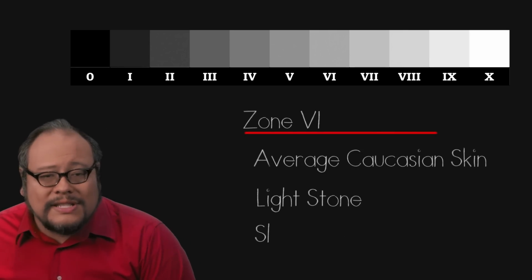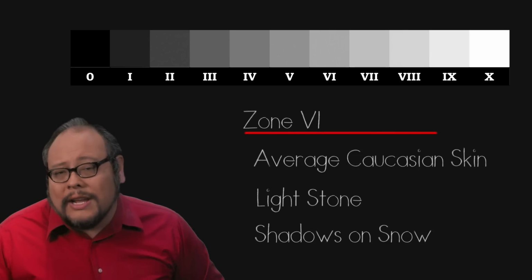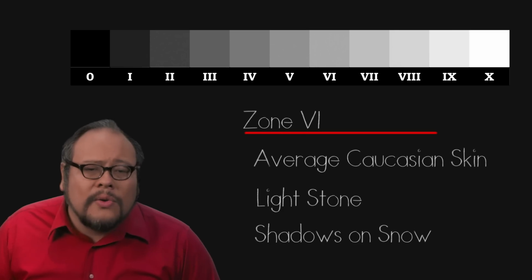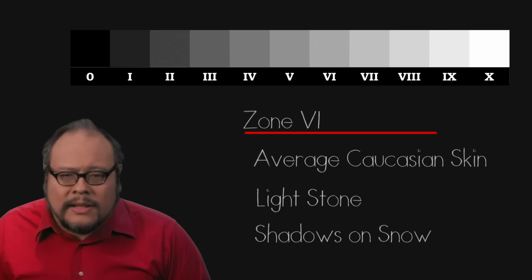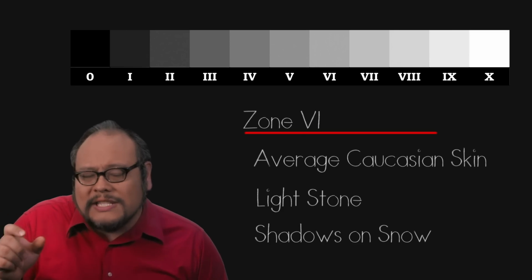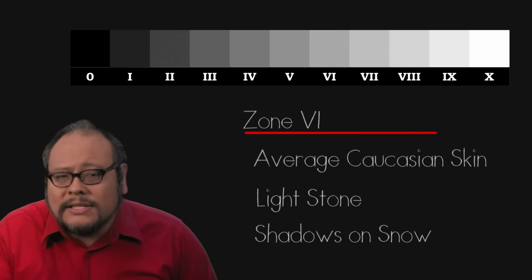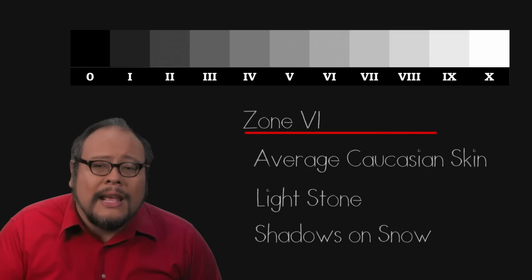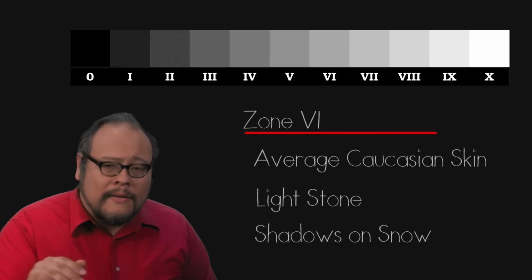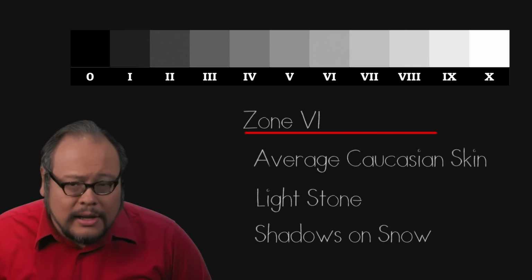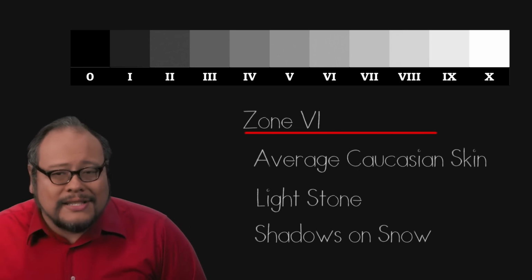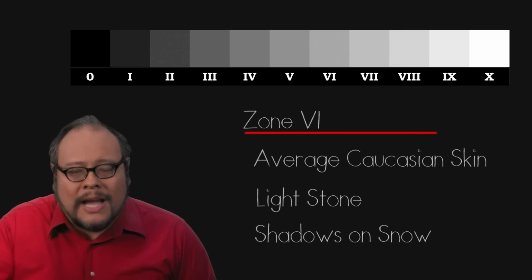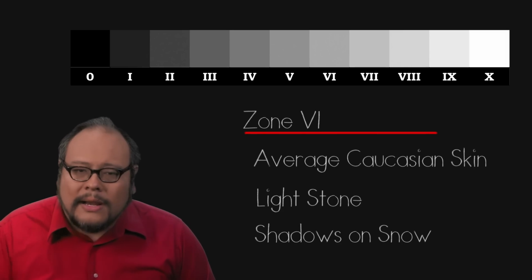One step above zone 6 would include average Caucasian skin, light stone, or shadows on snow in sunlit landscapes. If you took a spot reading of one of those things, your meter would give you a setting that is one stop above the proper exposure. Since you know we're in zone 6, you get to set your camera one stop lower to get the right exposure.